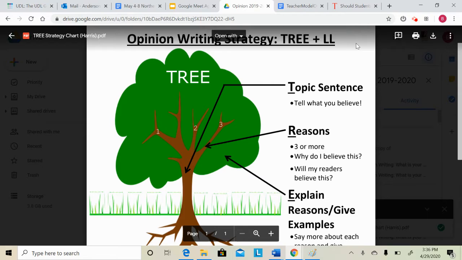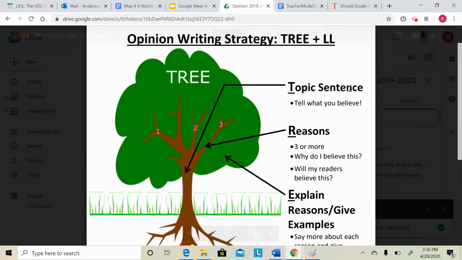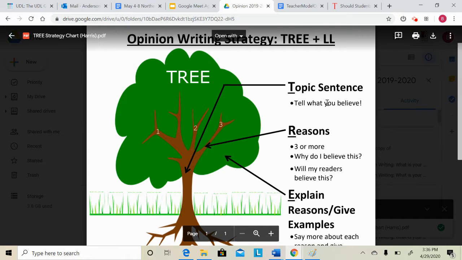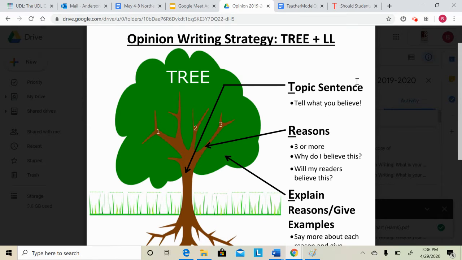Remember, an opinion is a belief or thought about something. Let's look at the different parts of opinion writing that we need to make our opinion writing tree. The T stands for topic sentence. The topic sentence tells the reader what you think or believe. The topic sentence is like the trunk of the tree. The trunk is strong and every part of the tree is connected to it. The topic sentence also has rich language that makes the reader say, wow. Everything should be connected to your opinion, and the topic sentence is what states your opinion.